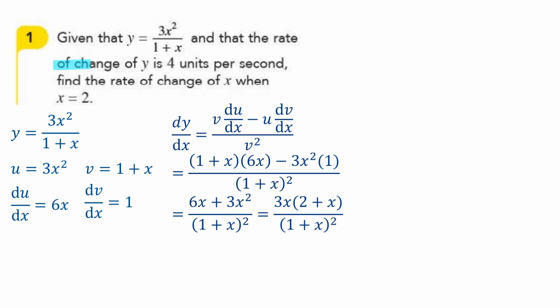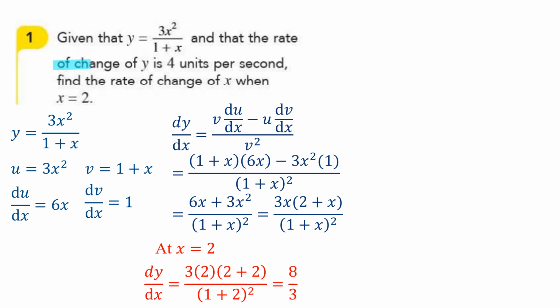Because remember, this is a topic on connected rate of change. If you refer to the earlier slide, to make a connected rate of change, you will need different rates of change multiplied together to get what you want. So after finding dy/dx, the next thing is that we need to understand what it means by rate of change of y. Okay, wait. It says that x equals 2. Let's try to find dy/dx first when x equals 2.